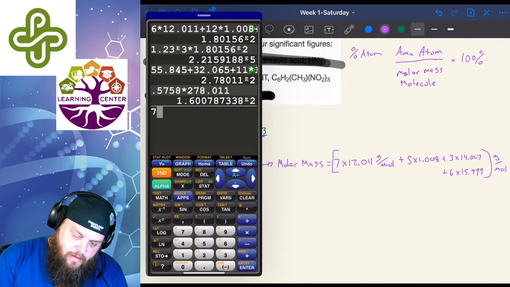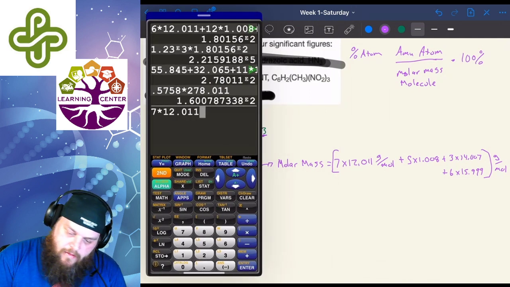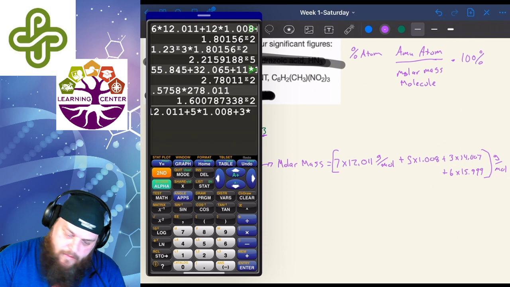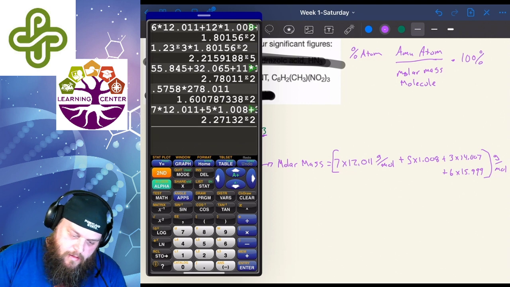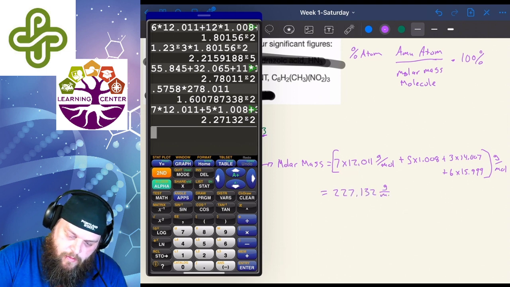Putting it all into our calculator: 5 times 1.008 plus 3 times 14.007 plus 6 times 15.999. This is equal to 227.132 grams per mole.